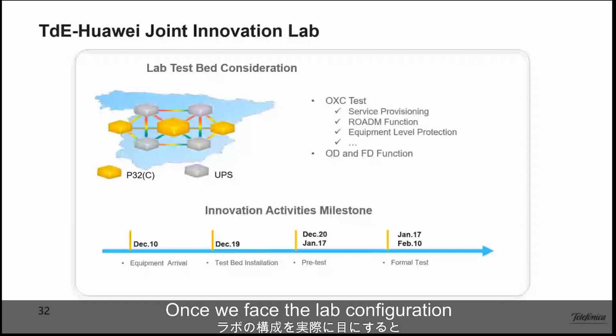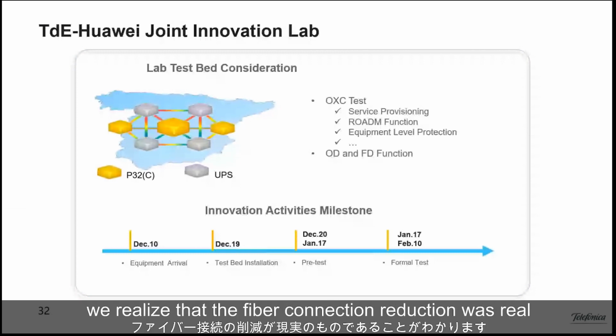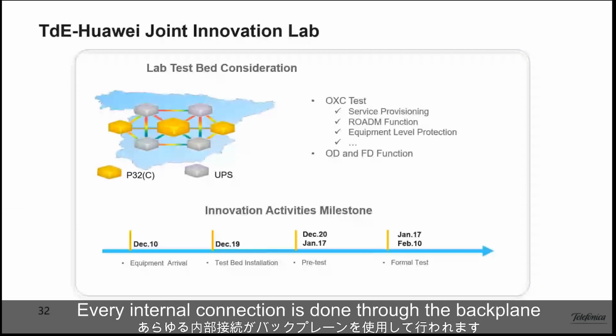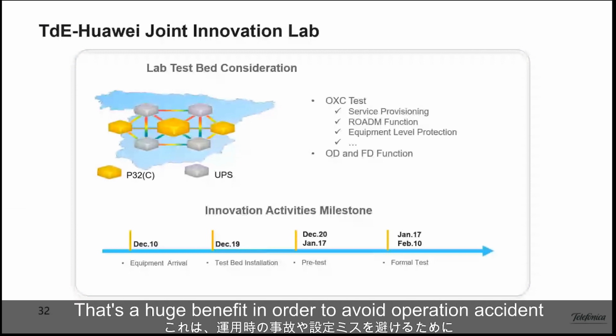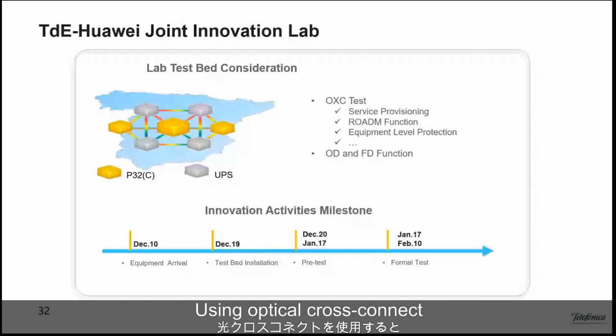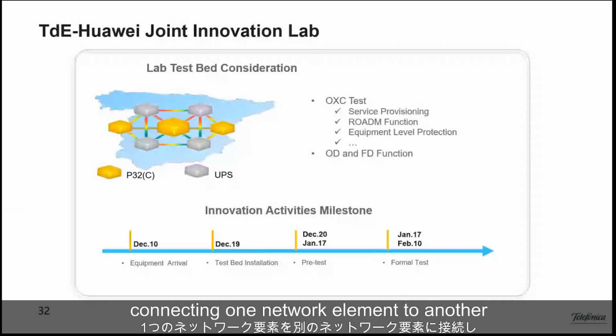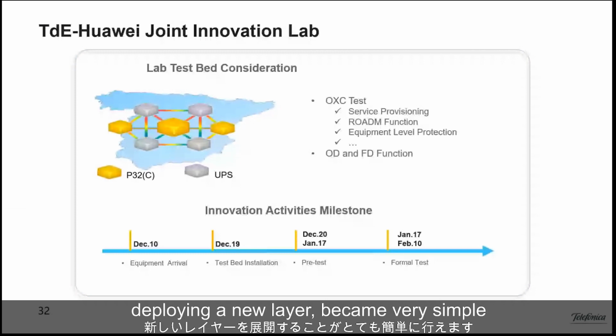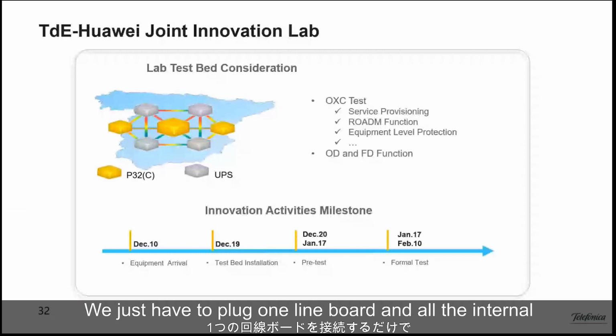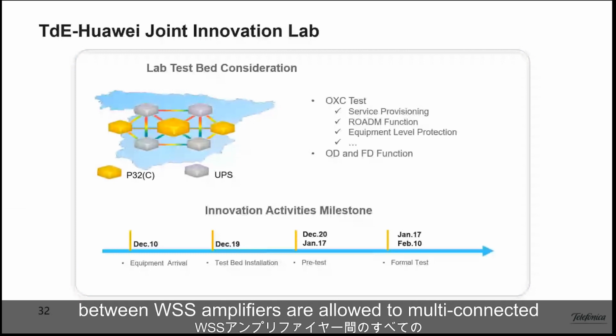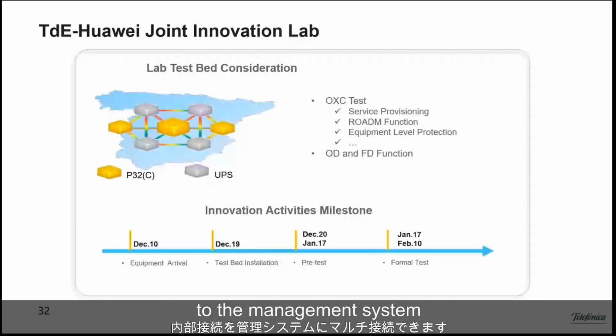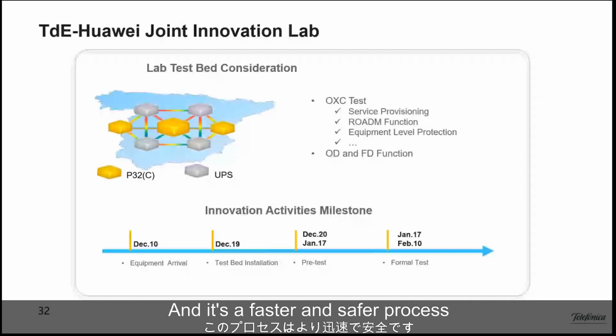Once we faced the lab configuration, we realized that the fiber connection reduction was obvious. Every internal connection is done through the back panel, and that's a huge benefit in order to avoid operation accidents and configuration mistakes. Using optical cross-connect, connecting one network element to another, or deploying a new direction in a ROADM became very simple. We just have to plug one line board, and all the internal connections between WSS and amplifiers are automatically created in the management system. It's a faster and a safer process.